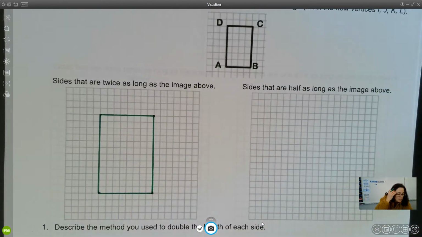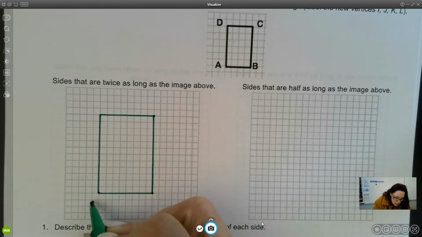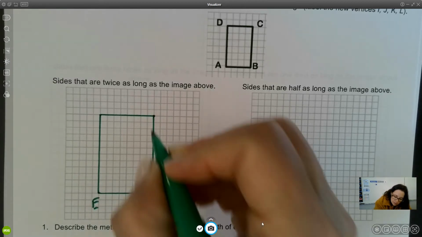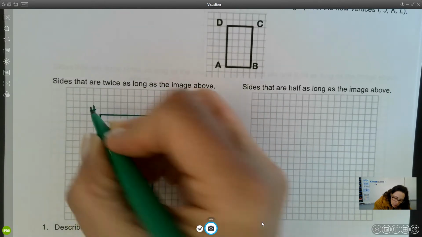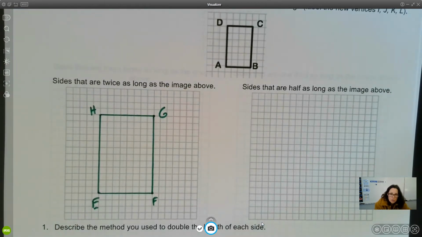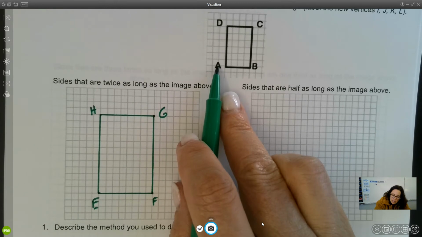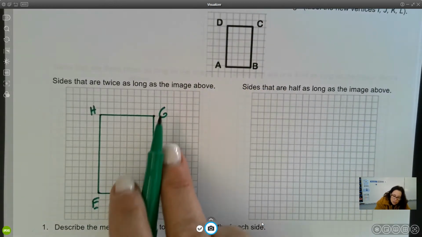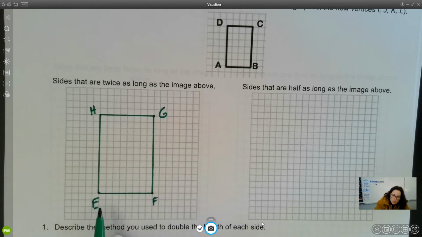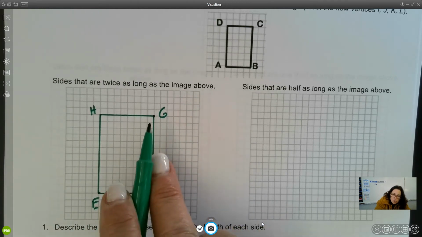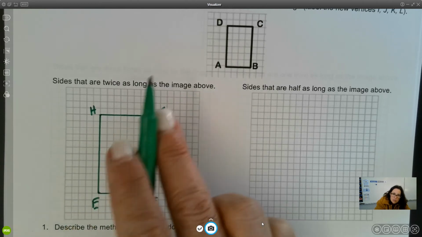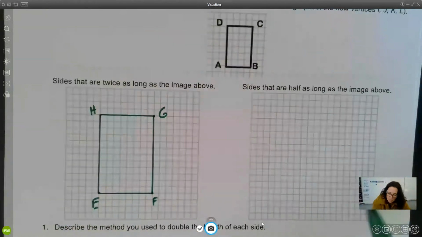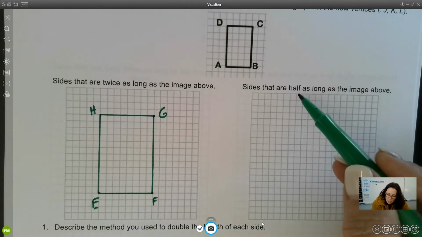Okay, and they said to label it EFGH. Please make sure that A, B, C, D goes with E, F, G, H. The E goes with the A, the F goes with the B, the G with the C, and the D with the H. Okay. All right, now this guy down here on this one, we have to do half.